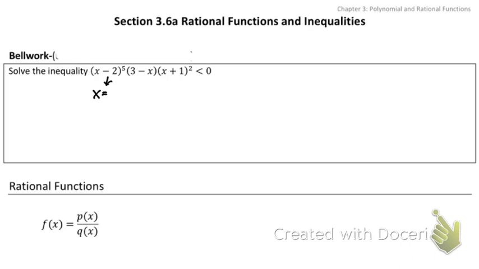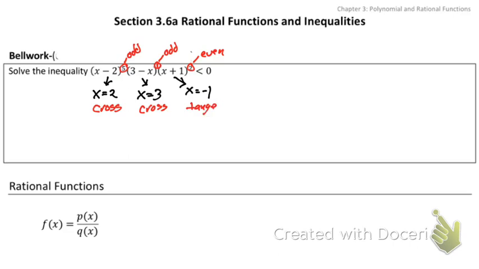So we have x equals 2. This is actually x equals 3. This is x equals -1. And then we look at their powers. That is odd. So that means this crosses. This is actually a 1, so it's odd. Crosses. And finally, this is even. And so it's tangent. So the zeros were easy to get in this one. Determining whether they're crossing or tangent was pretty easy too.